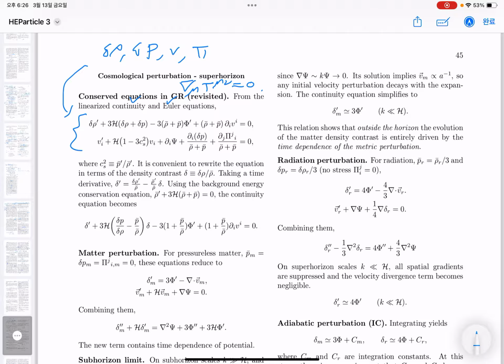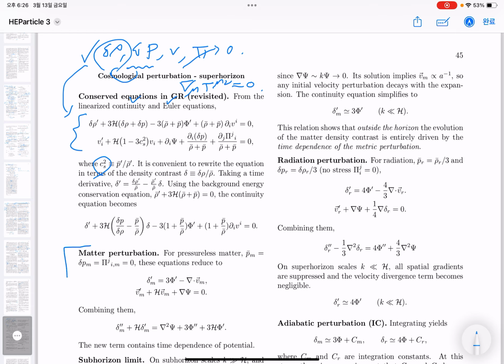And we can obtain the equation of motion for the energy density by assuming that the anisotropy stress is 0 and the perturbation of the pressure can be related to the energy density by using the speed of sound, c_s. Then we can obtain the equation of motion for the energy density perturbation delta rho only.